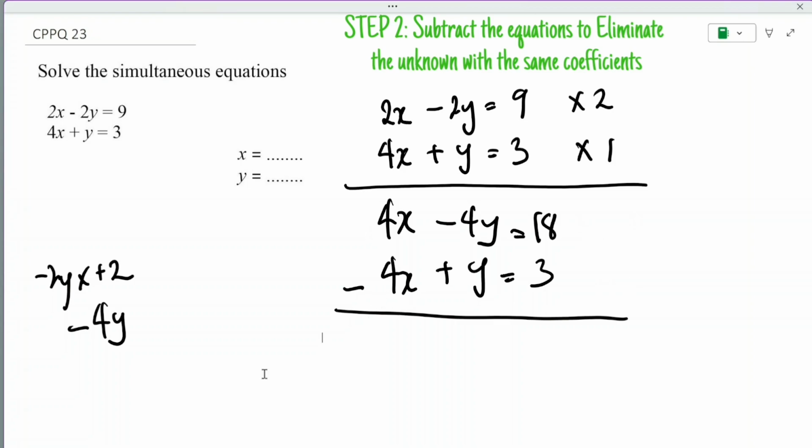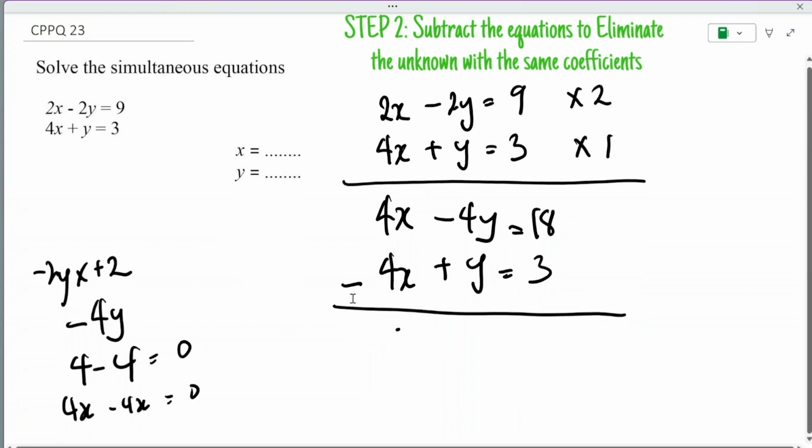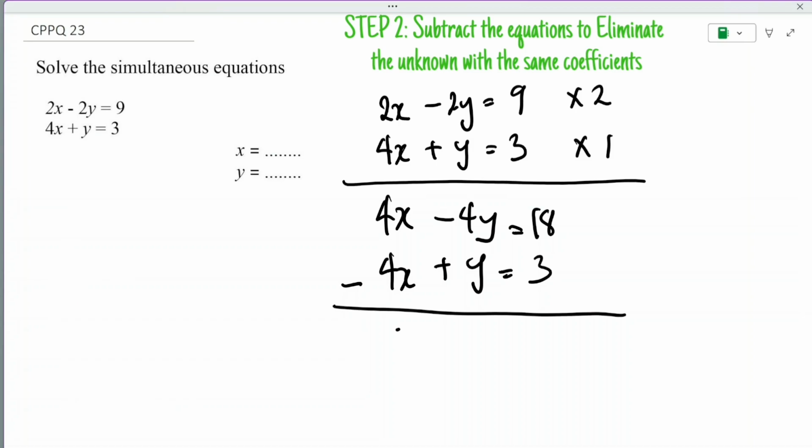So you have 4x minus 4x. It's like saying 4 minus 4. 4x minus 4x is 0. So you can have this as dots. What you've done now is you've eliminated x, having y left to work with. And you need to be careful here. As said earlier, anytime you see negative, you should be very careful with it. And note that the coefficient of y is not just 4 in this case, it's negative 4.